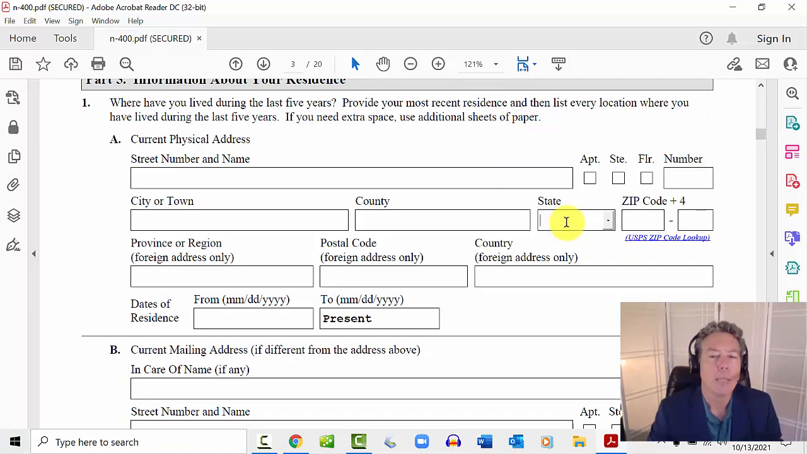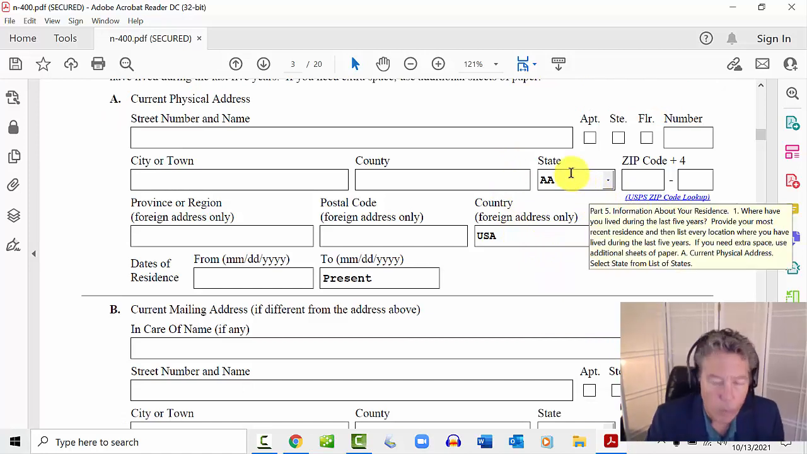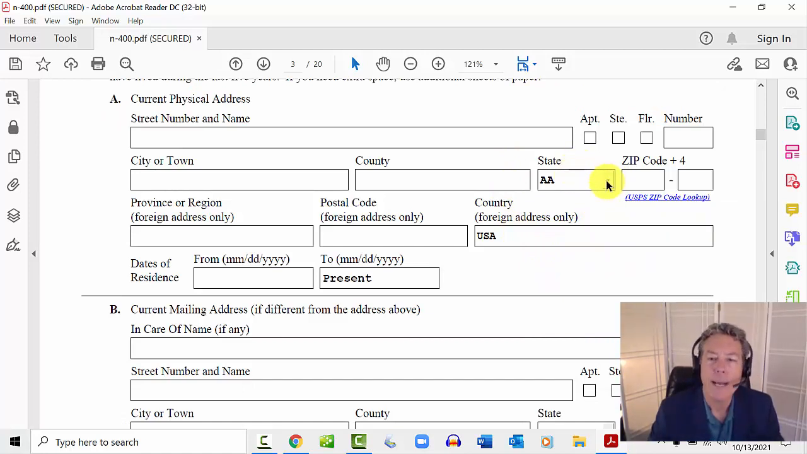So, like here, the state, N-A, it's not going to let me do that, right? And they hate it when there are empty boxes. So don't make them hate you. Fill in all the boxes with NA if there's no data in it.